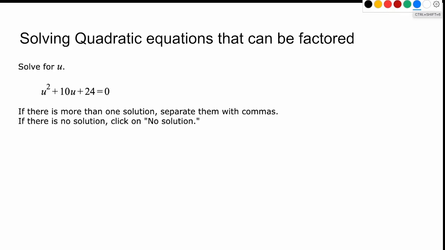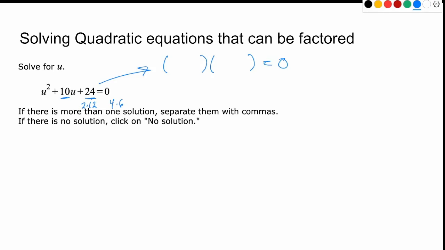If we have a quadratic equal to 0 that will factor, we can do it by factoring. And the way we know that this can factor is that we look at this last one. Well, that's either 2 times 12, or it's 4 times 6, or it's 1 times 24. But then what we notice is that this middle term, if you take 4 plus 6, you get 10. So this should be able to factor. So the first step is to factor it into two binomials.